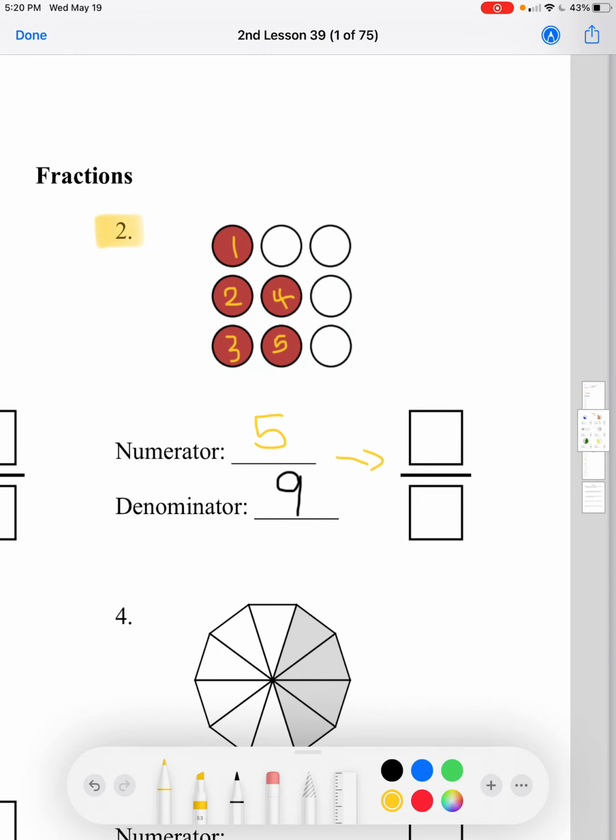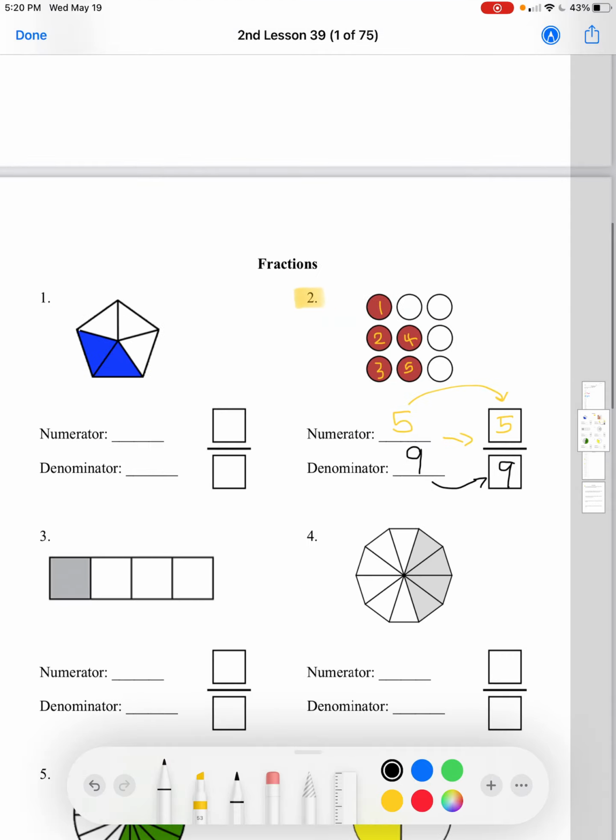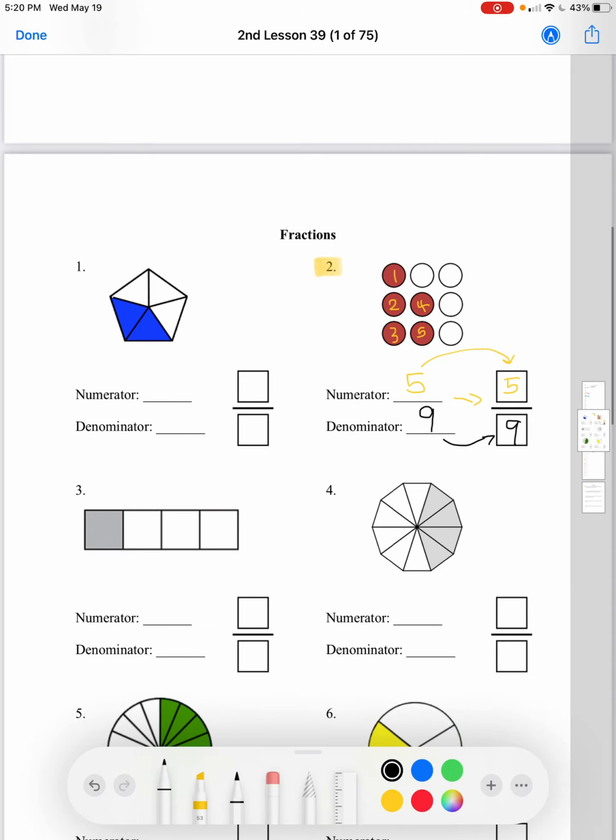We'll just rewrite this number directly. The numerator is on the top. Numerator always goes on the top, so we have 5 over, and the denominator goes on the bottom, 9. 5 over 9, that's the fraction. And that's all for this page.